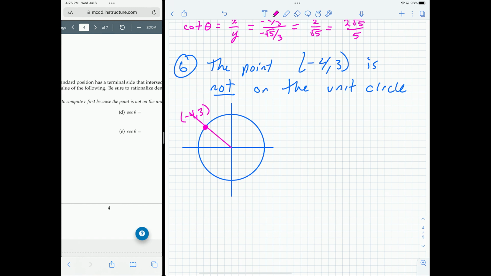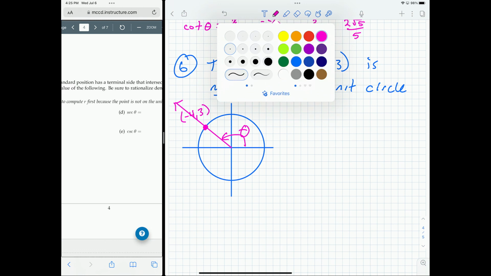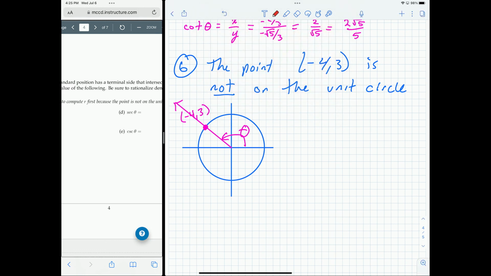We still have the same thing going on as the previous problem, where this is your theta. And here's the thing that you have to do. Since this is not the unit circle, this length from here to here is not 1, as it is supposed to be. If I label it as r instead, then there's a Pythagorean theorem: x squared plus y squared equals r squared, where r is what I just drew.